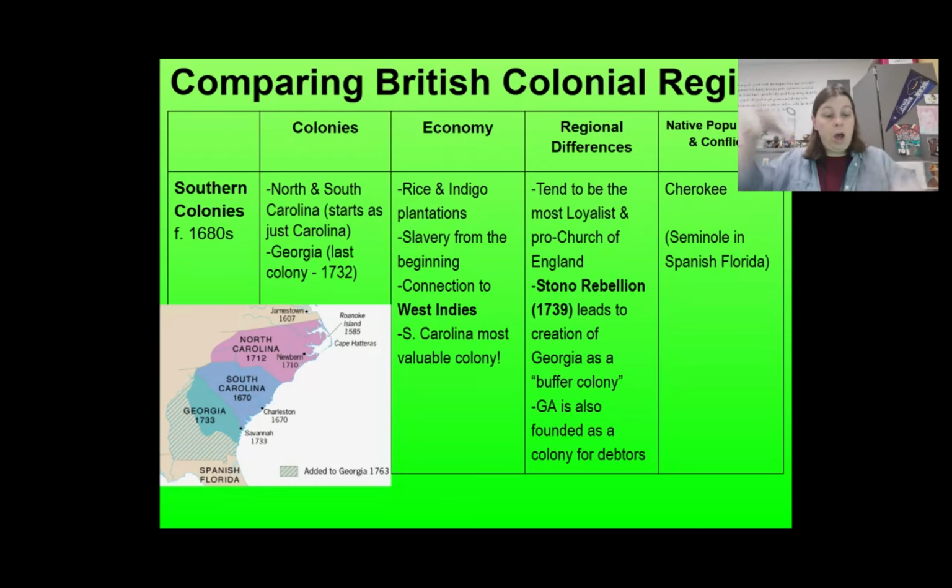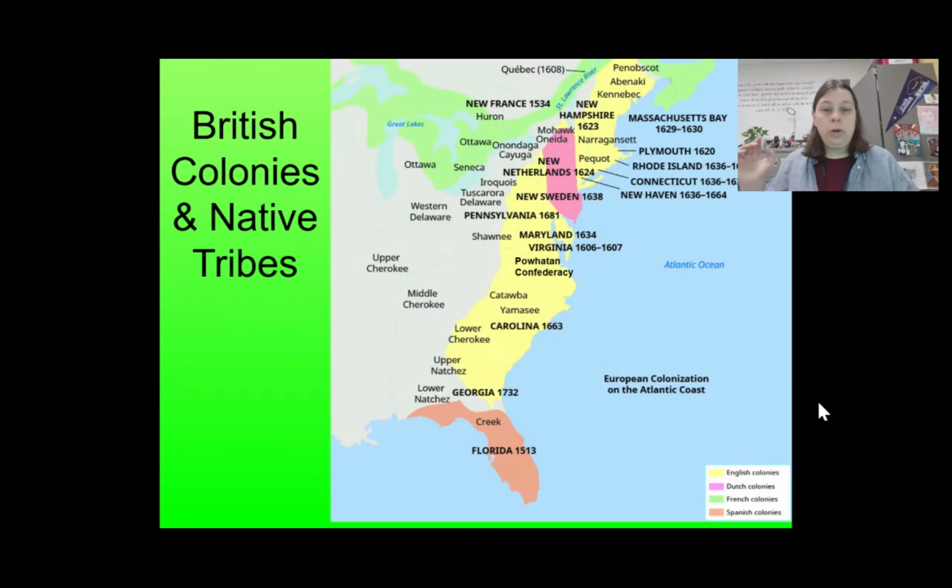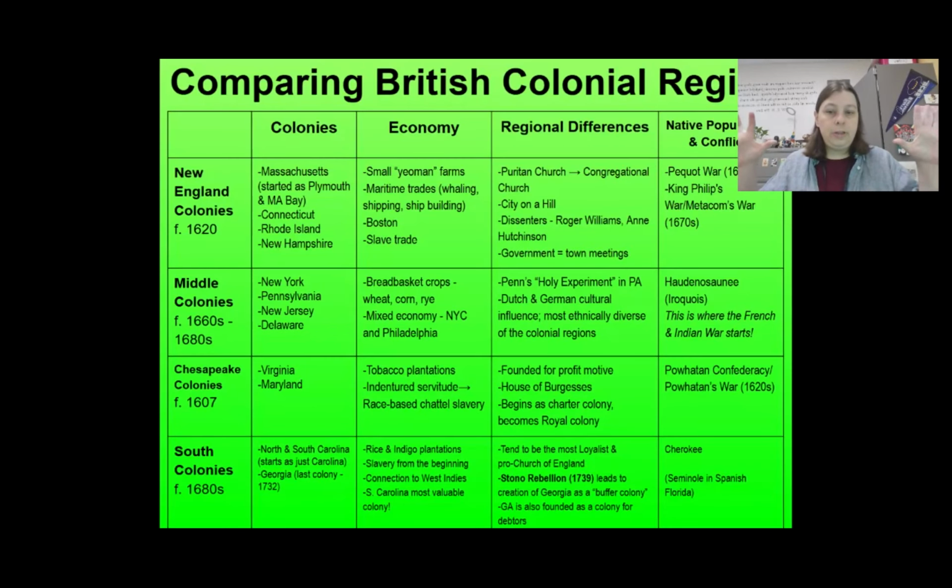So that's the colonies as a whole. Here is one more quick shot of the full chart, and if you want to pause this here or flip back, obviously you can. There is a strong likelihood that you will get some sort of question that will involve comparing the colonial regions in some way, shape, or form. Not a certainty, but a strong likelihood.